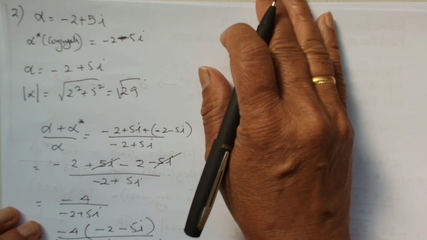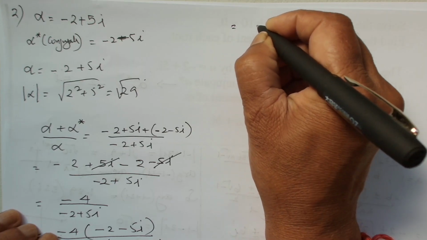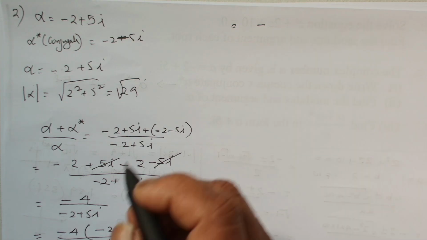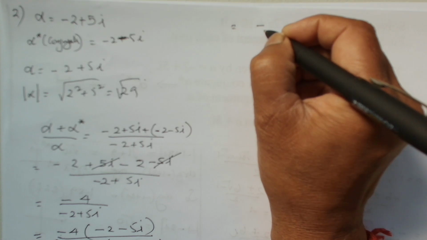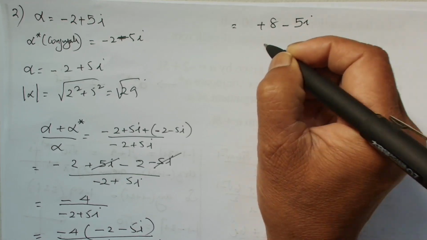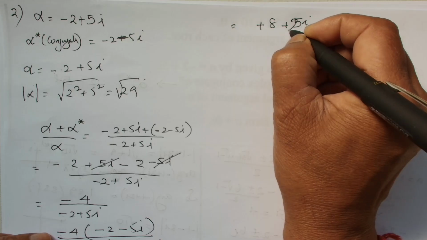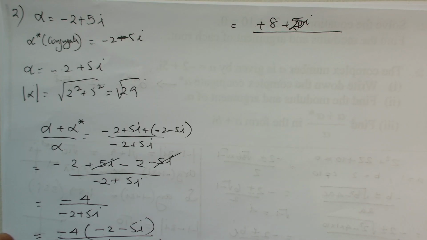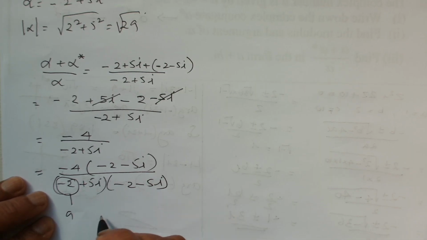So now, if I do the top part, minus into minus will be plus 8, and minus 4 times minus 5i, minus into minus, that is going to be equal to plus 20i. So now on the bottom, if I put that one as a and that one as b, then that one is a plus b times a minus b.